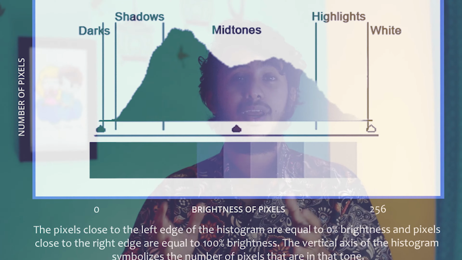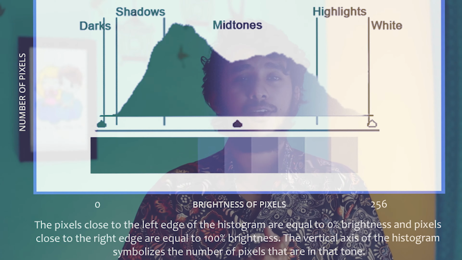Now moving on to the y-axis. The y-axis is the amount of pixels that's available in that image. So I hope I made it clear. Brightness, pixels. 0 to 100%, this may vary according to the brightness. So now we have understood what that graph actually shows, right?